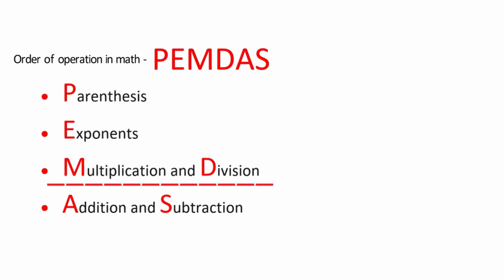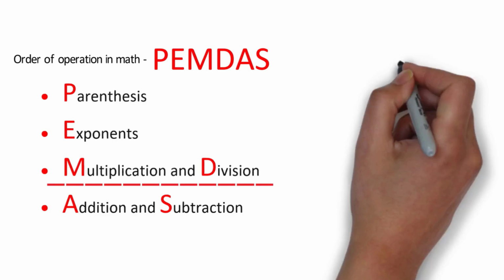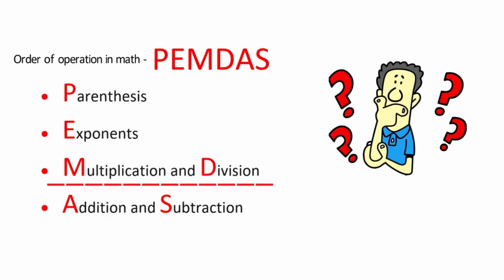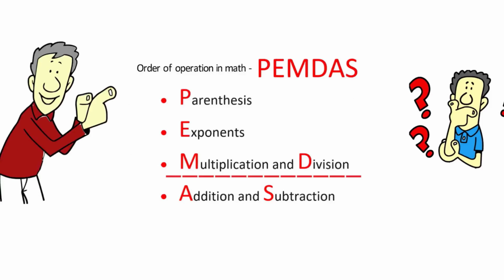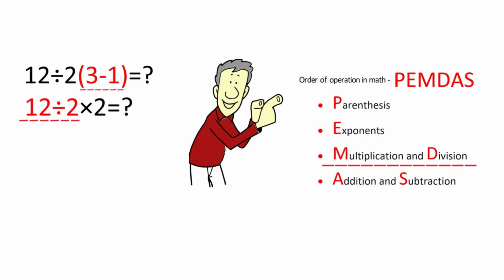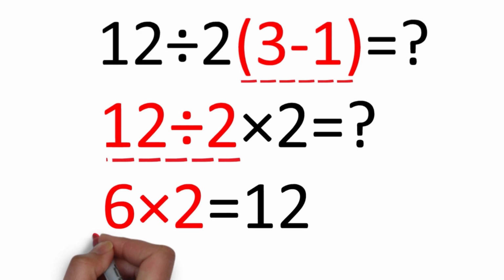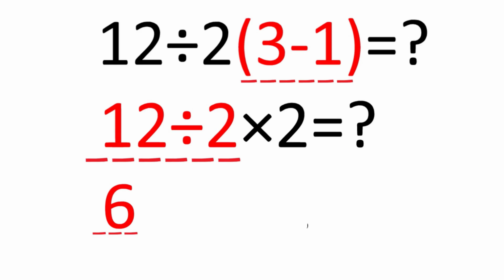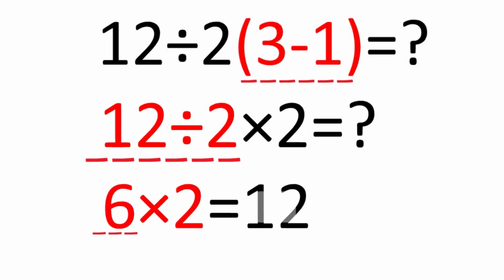But what the acronym doesn't mention is that we need to do it from left to right. And what's interesting, the acronym itself is a little bit confusing because it shows multiplication first and then division. But in our case, we need to do division first and divide 12 by 2, and then do multiplication. Once we divide 12 by 2, we get 6, and the final expression we need to solve would be 6 multiplied by 2. So the correct answer here is 12.